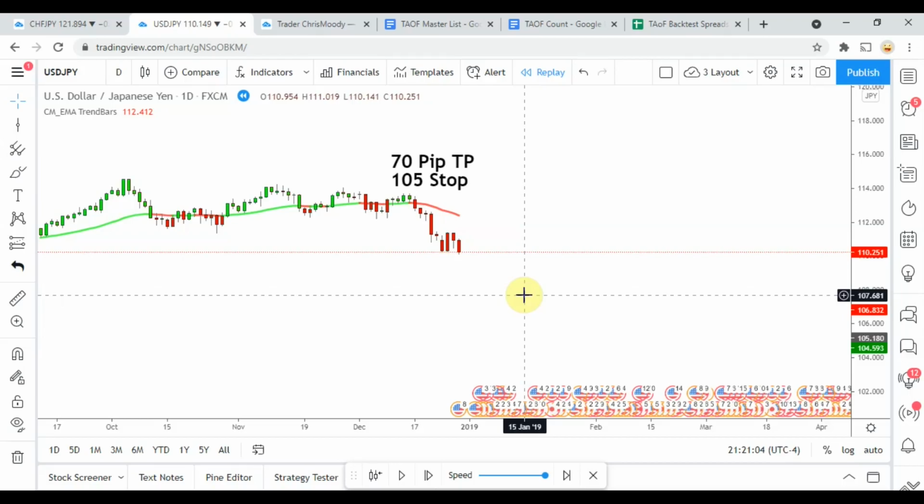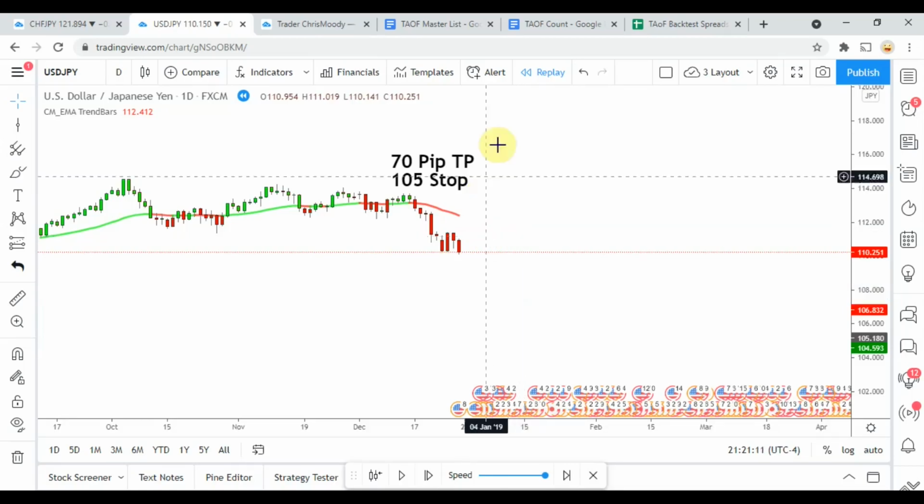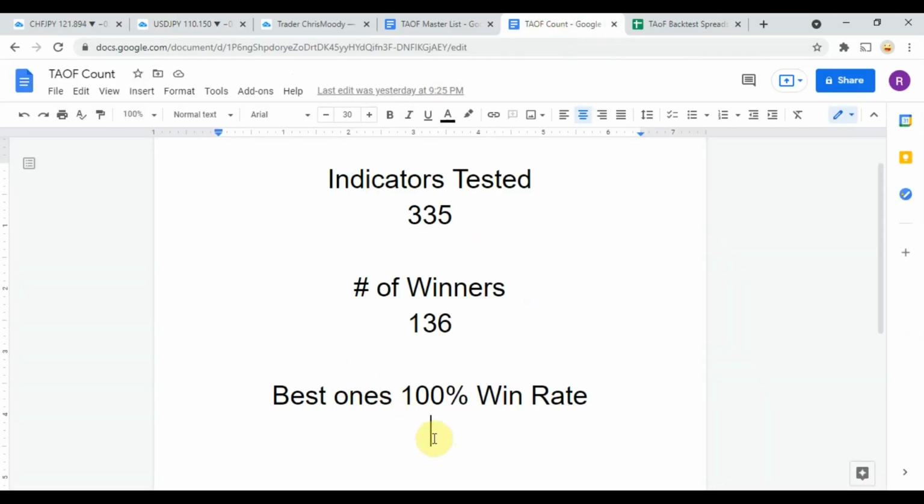Alright, as I said, today we will be testing the EMA trend bars indicator. Before we do though, I wanted to put the indicator scoreboard up for everyone to see. To date, we have tested 335 indicators, and out of those, 136 have been winners, which means they have met or exceeded the 60% win-loss ratio threshold that we have set. The best ones so far were able to achieve a 100% win rate.